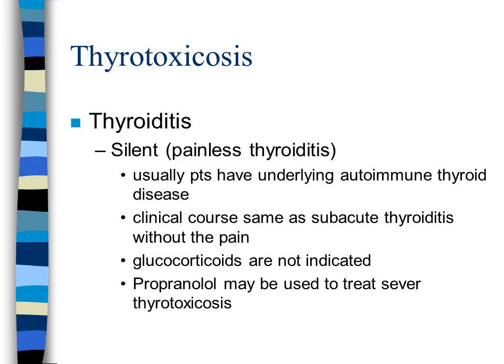Thyrotoxicosis, thyroiditis, silent, painless thyroiditis. Usually patients have underlying autoimmune thyroid disease. Clinical course same as subacute thyroiditis without the pain. Glucocorticoids are not indicated. Propranolol may be used to treat severe thyrotoxicosis.